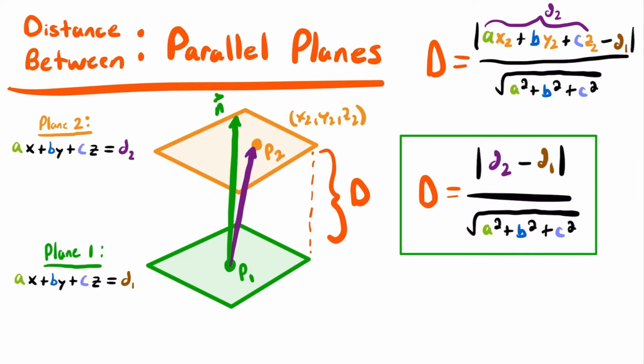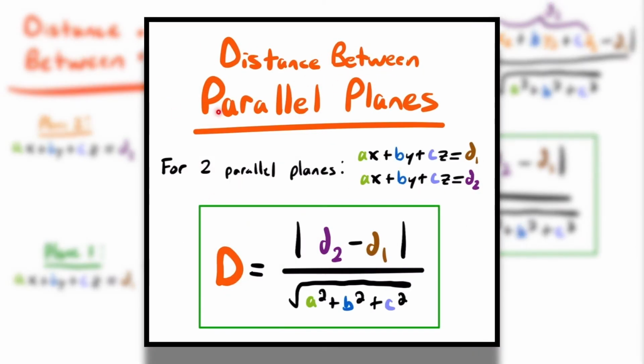And so to summarize, if you want to find the distance between parallel planes, given the equations of two parallel planes, where you have ax plus by plus cz equal to d1 and ax plus by plus cz equal to d2, then the distance is equal to the absolute value of d2 minus d1 divided by the square root of a squared plus b squared plus c squared.